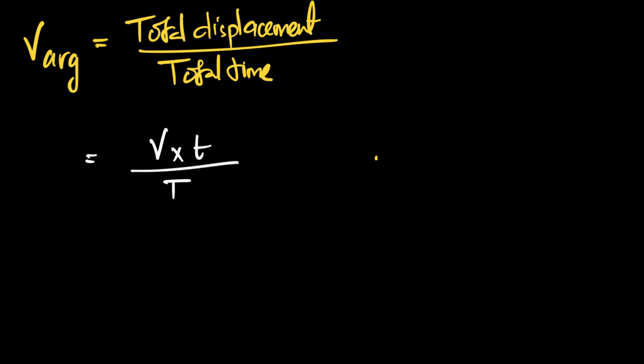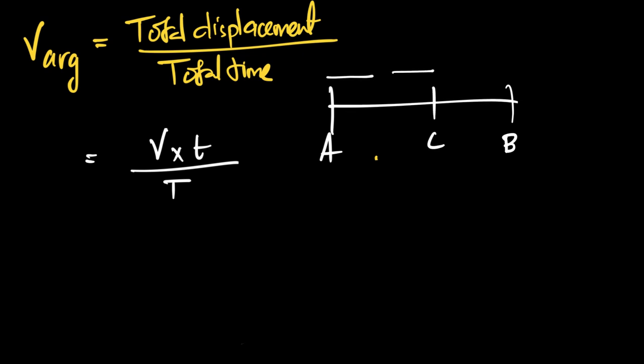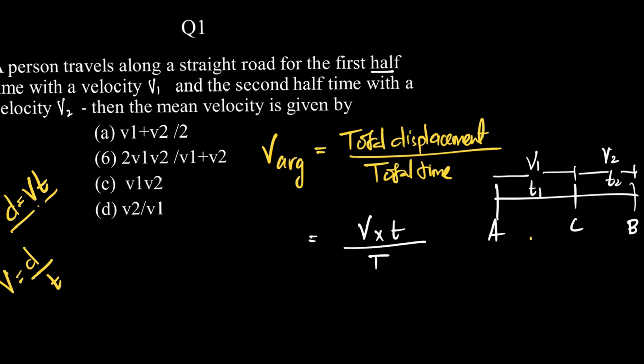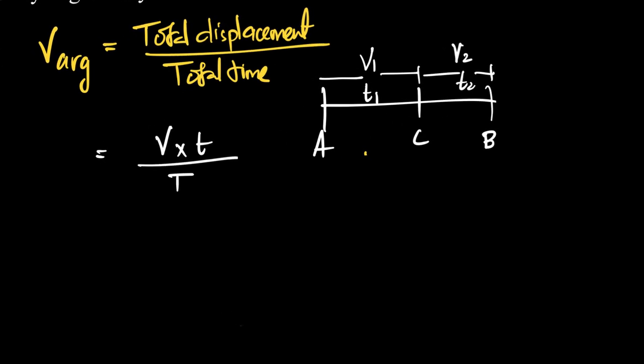Now, this motion has taken place in two different steps. The body was actually moving from A to B, but instead it took a path from A to C with velocity v1 moving for time t1 seconds, and then velocity v2 from C to B moving for t2 seconds. But the question says the first half time, which means that t1 is equal to t2, and both of them are halves. Half of what? Half of the original time T. So I can write this whole displacement as AB, right?